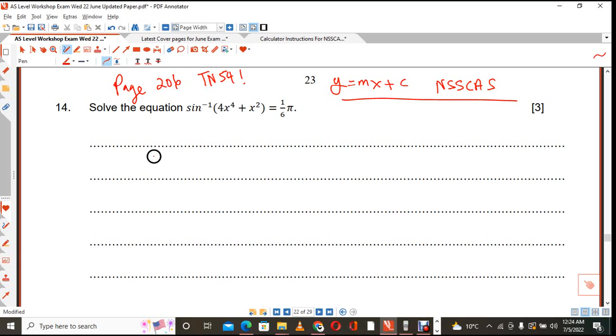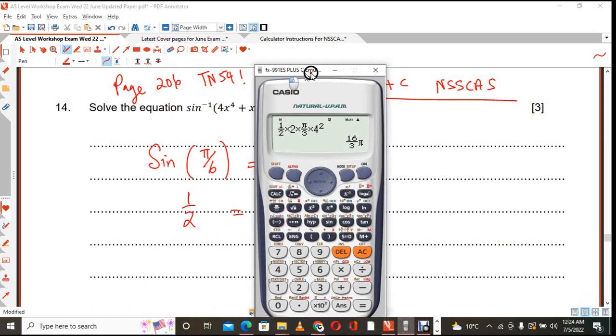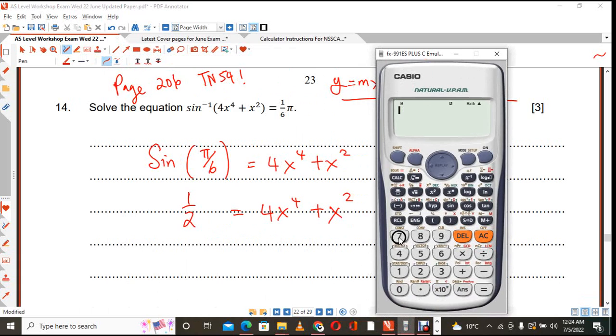Again, switch. That means you're going to say sine of pi over 6 equals 4x to the power 4 plus x squared. This is something that you can calculate. I hope you are familiar with how to find this. This is actually a half. You can punch that on your calculator if you're a bit unsure. My calculator is already in radian mode, so the sine of 30 degrees, pi over 6, is 1/2. I hope you also know your special triangles.